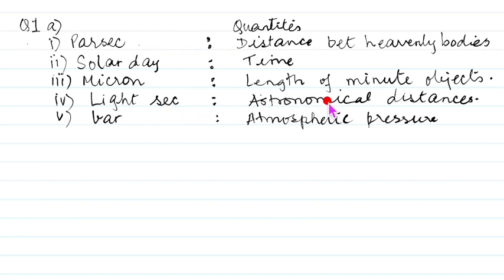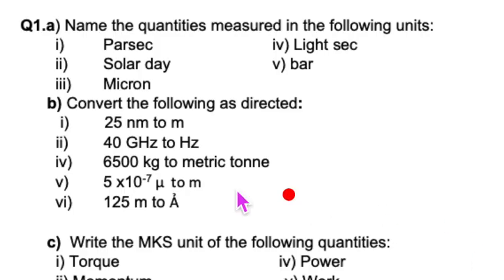Light second, astronomical distances. Now we are used to light years, which is the distance of the stars from the earth. But light second also will be how much light can travel in 1 second, that is 3 into 10 to the power 8. Again, these ones are large distances. 5th one is bar, that is for atmospheric pressure.